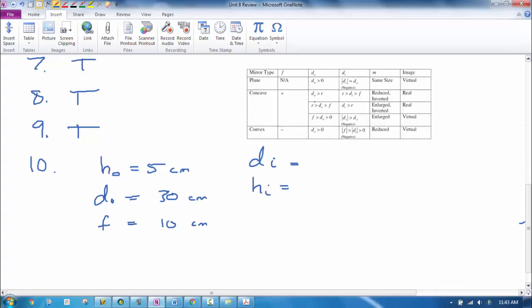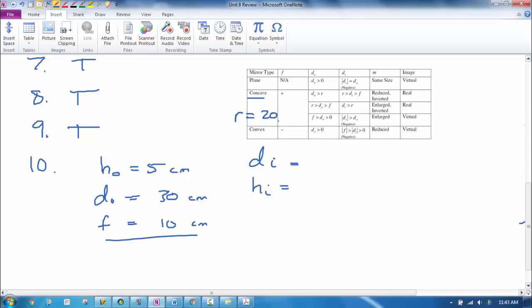So we have a concave mirror. Now we need to figure out which row we're in here. So what you want to do is look at the information that they gave you. They gave us the focal length was 10. That means we know what that is. We also know what r is. R is twice that, so r is 20. That's the radius of curvature.